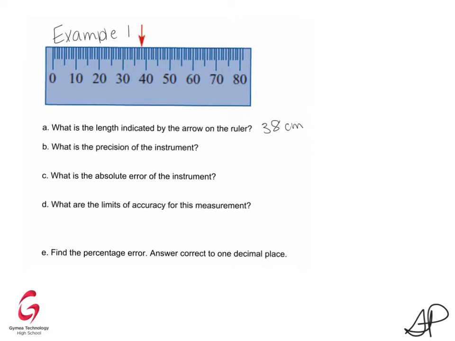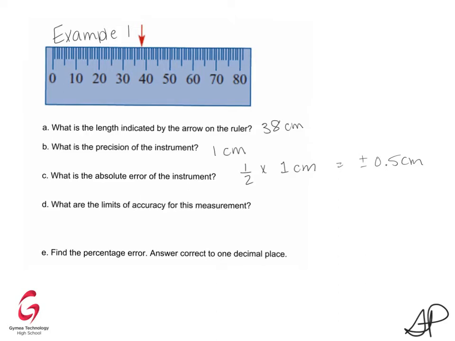For part B, what is the precision of the instrument? This ruler is precise to 1 centimeter. To calculate the absolute error of the instrument, we just take the precision and multiply it by 1/2. So when we perform that calculation, we find that we will be precise within 0.5 centimeters.